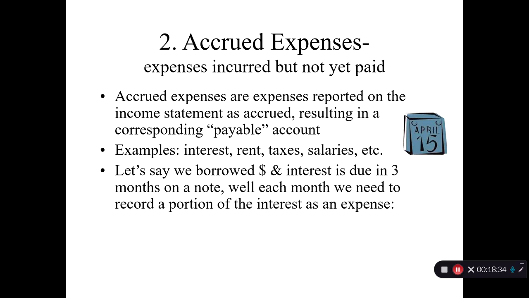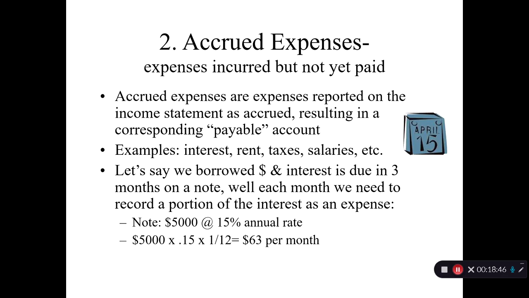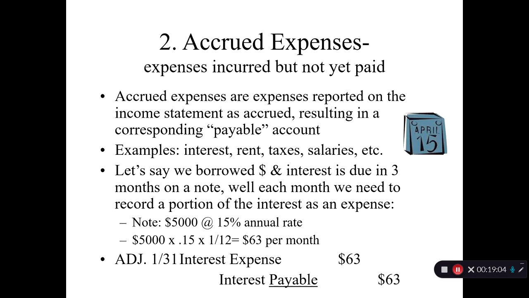So let's say we borrowed money and interest is due in 3 months on a note. Well, each month we need to record a portion of the interest as an expense. So for example, $5,000 note at a 15% annual rate. 5,000 times 0.15 times 1/12 gives us $63 per month of interest that we would need to accrue. Okay, so the adjusting entry for this would be to debit interest expense for $63 and to create an interest payable account for $63. So that would be my liability account. And that would be the adjustment for that month. Or you can do it for a quarter or for a year. However long you need to accrue it for, you would adjust your calculation there.